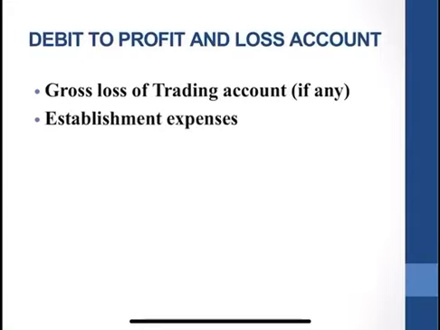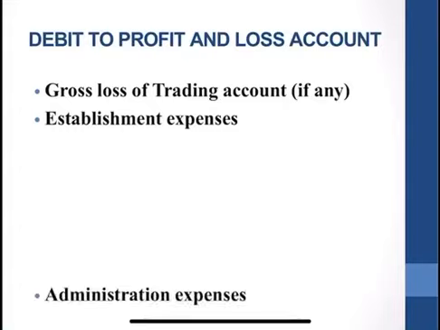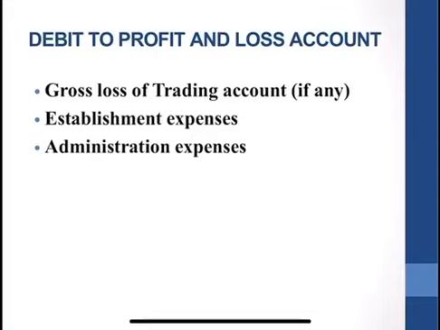Establishment expenses are the expenses relating to general staff and building, like salaries of staff, rent, rates, insurance of building, its repairs, lighting, etc. Then administrative expenses like salary of managerial staff, office expenses like insurance, general expenses, printing and stationery, telephone, legal charges, etc. So these are debited to profit and loss account.